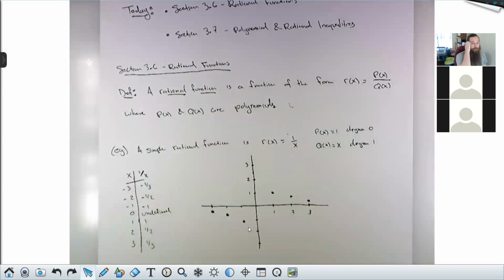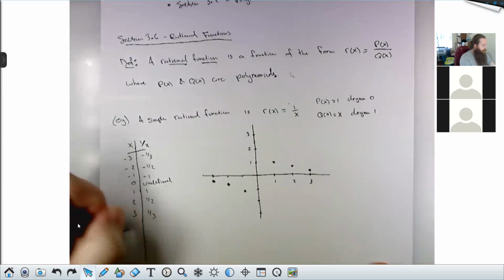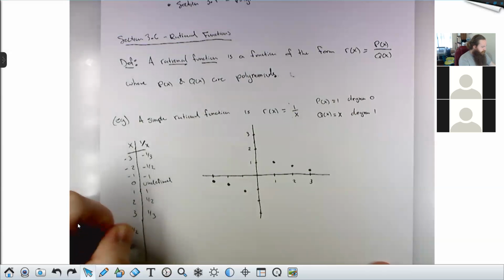This really isn't enough for me to get a full picture of the graph. I have no idea what's going on anywhere between these guys. You can get a feel for what's happening as we go out here. The graph is sort of settling down. But let's expand our table to look and see what happens when we input, say, -1/2 and +1/2.